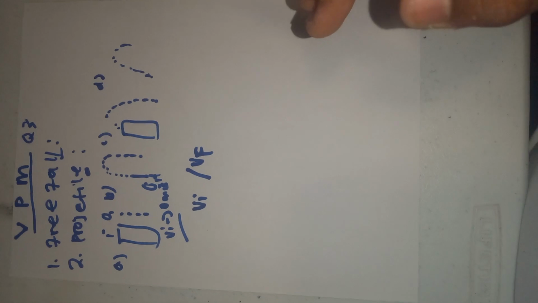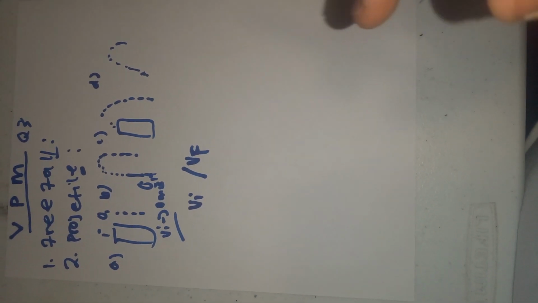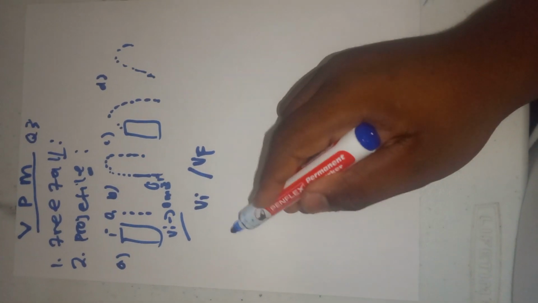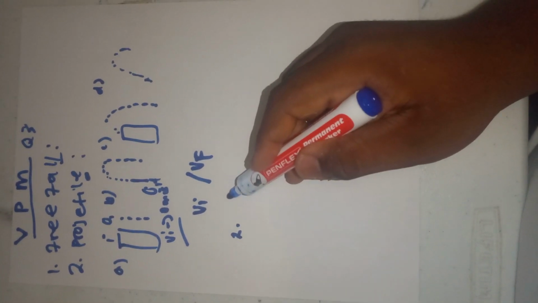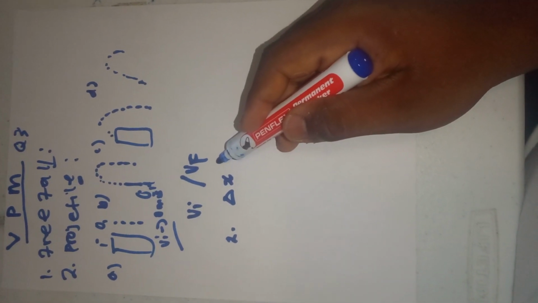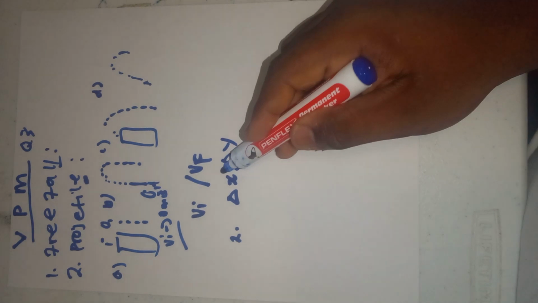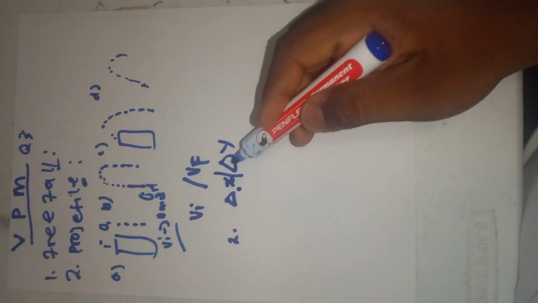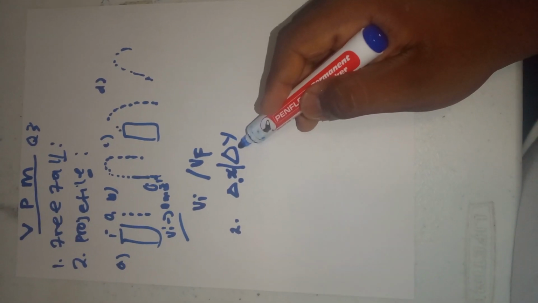Then number 2, where applicable, the object's initial and final position or displacements must be indicated. What am I talking about here on number 2? I'm simply talking about the displacement of position. It can be delta x or delta y. This is for a horizontal motion, and this is for a vertical motion.